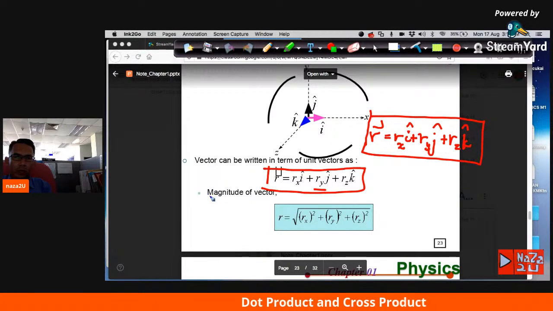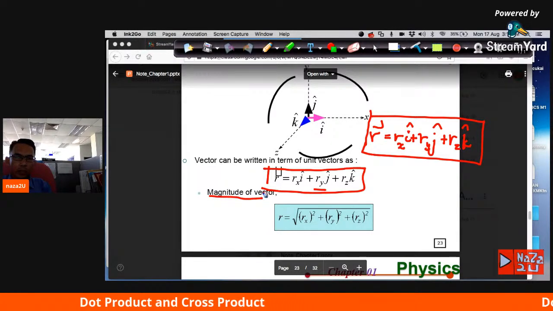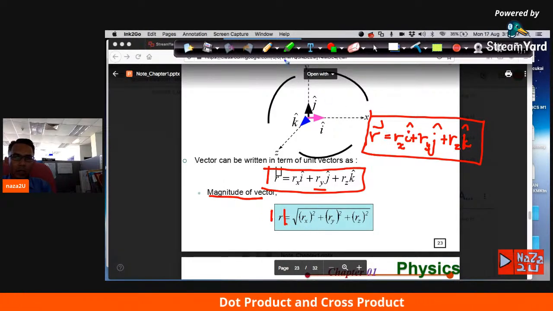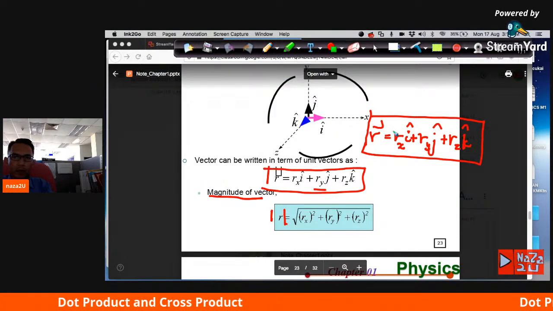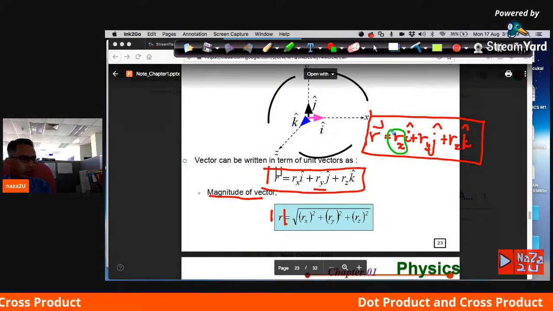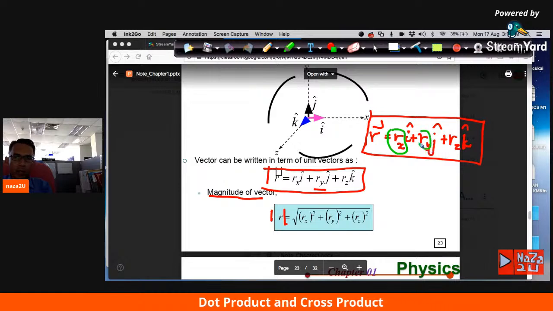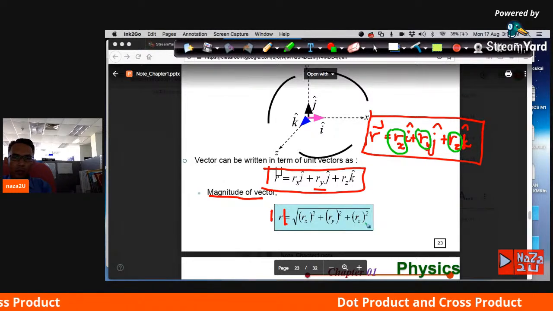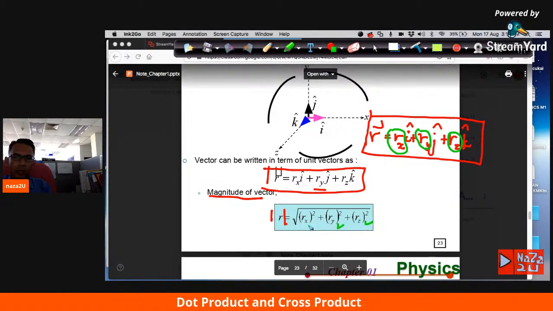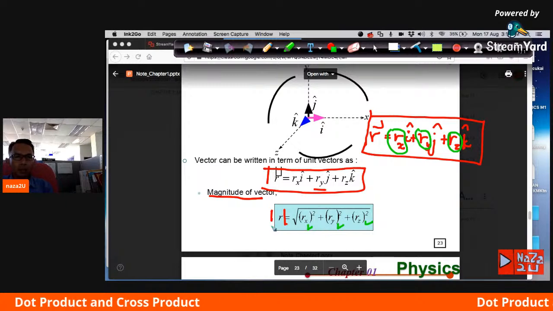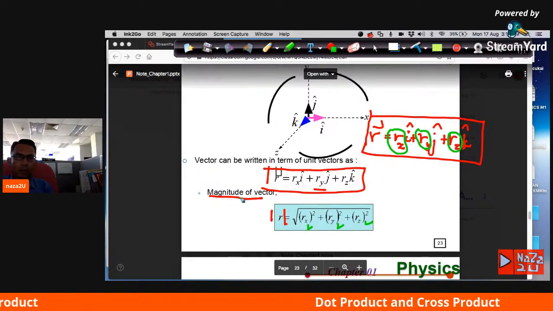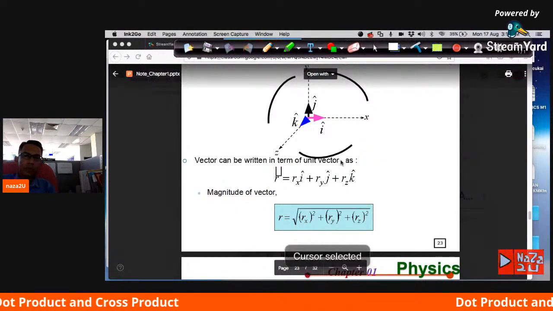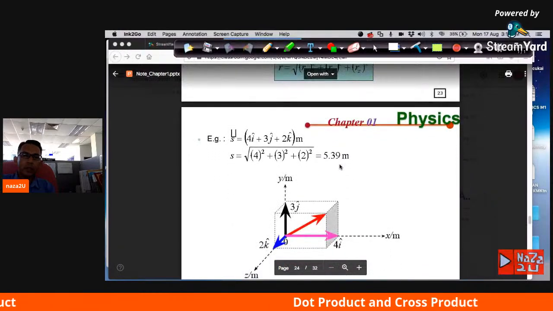If you want to find the magnitude of vector r, you can use the values of the components: r_x squared, r_y squared, and r_z squared, under a square root. Okay? So this is the process that you can use to find the magnitude of a vector. And next, go to the example here.